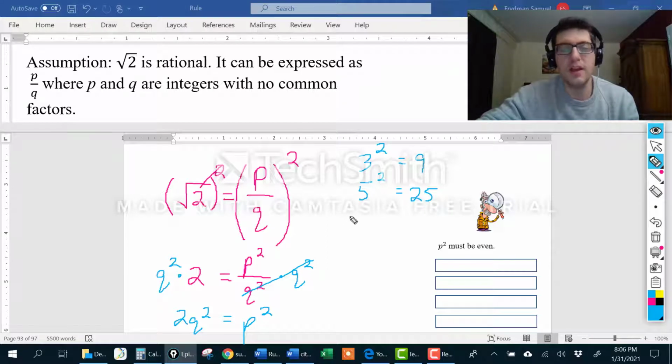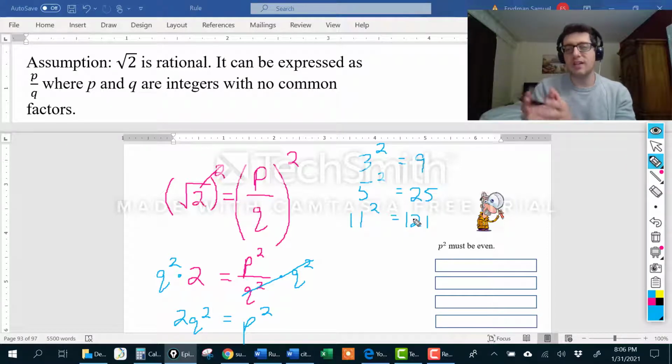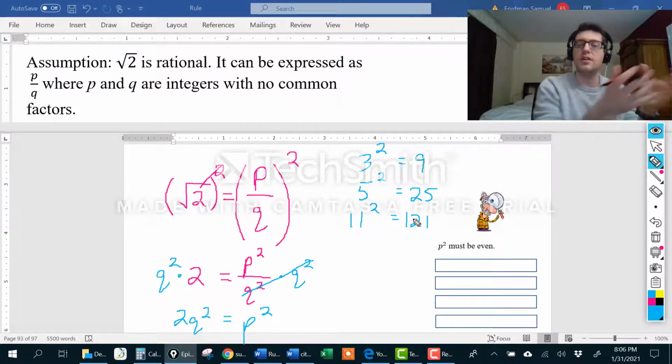All right, if I do 11 squared, that's another odd number. 11 squared is 121. So notice what's happening here. I'm taking an odd number and I'm squaring it, and I always get an odd number as a result. 9, 25, 121, those are all odd. So anytime I take an odd number and I square it, I get another odd number.